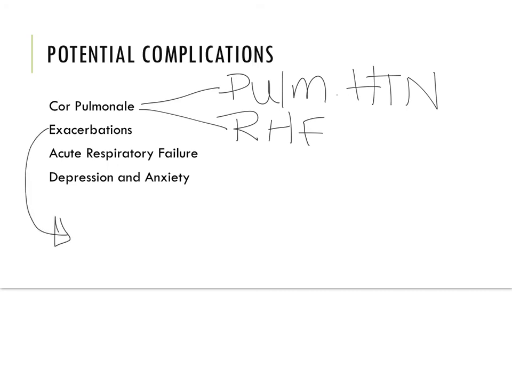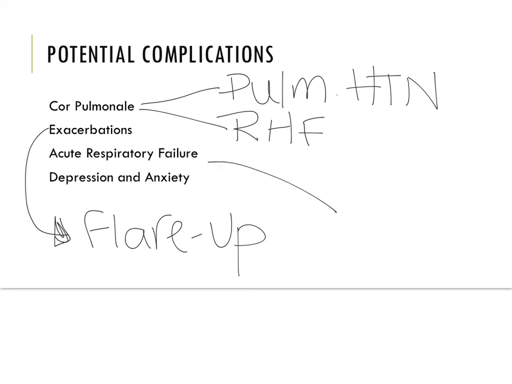Exacerbations, that's just a flare-up of the disease. So when I say exacerbation, that means flare-up. Okay? And when this happens, it's usually because they've developed a respiratory infection. They're having intensified signs and symptoms, and it's really associated with poor outcomes for people who have chronic lung disease because they do not return to their baseline.